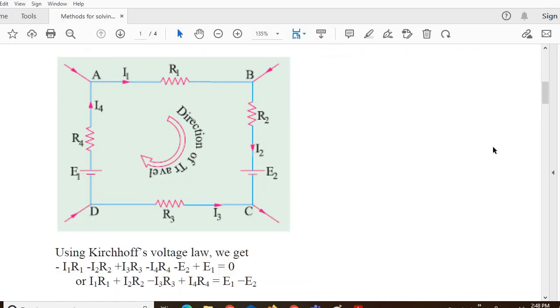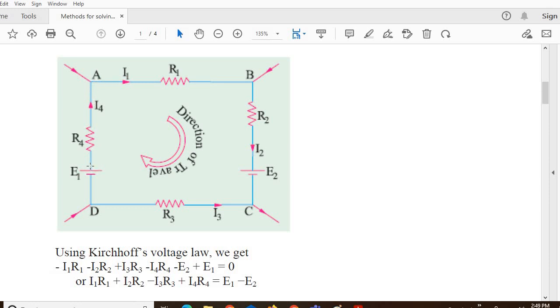To understand it in a much simpler way, I have considered one simple loop where we can see a loop named A, B, C, D, A. The loop name always starts with the first letter and ends with the same letter. So in this case we have A, B, C, D, A. Now there are two voltage sources, E1 and E2, where we can see the direction is taken in the upward direction.